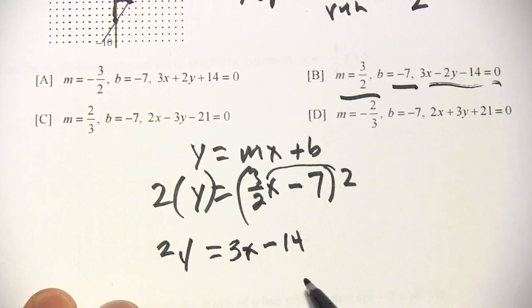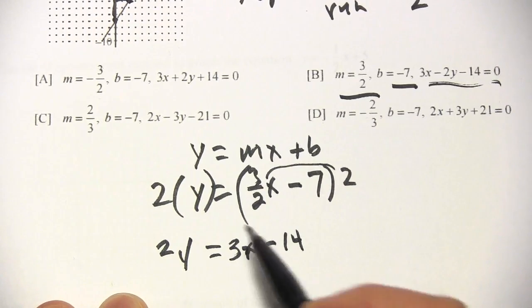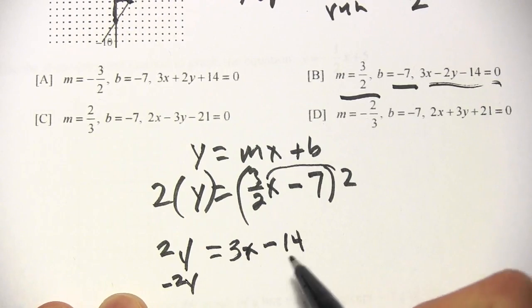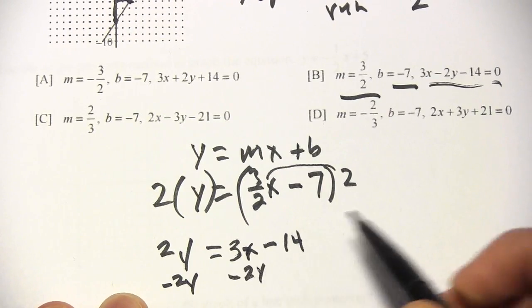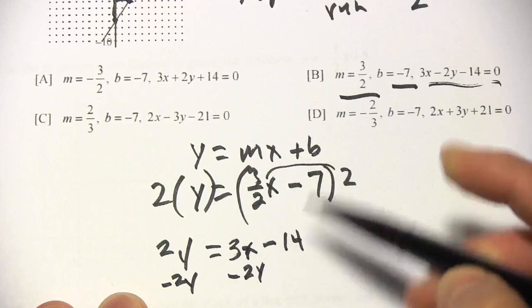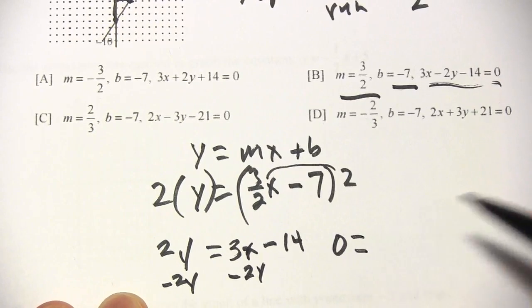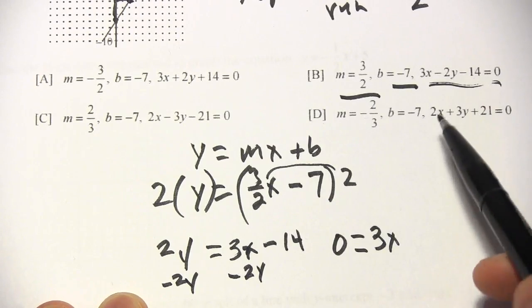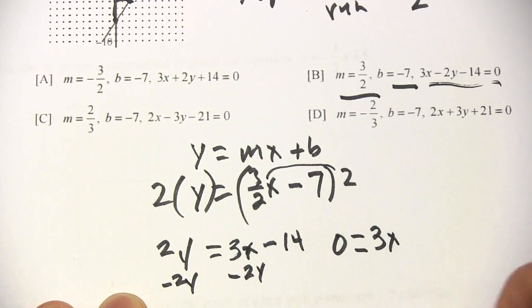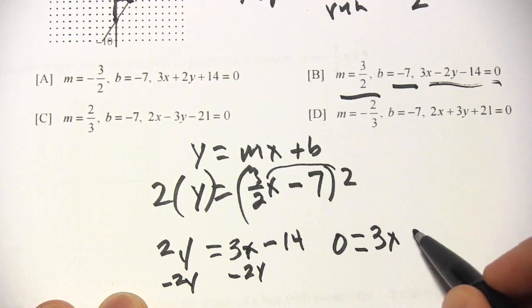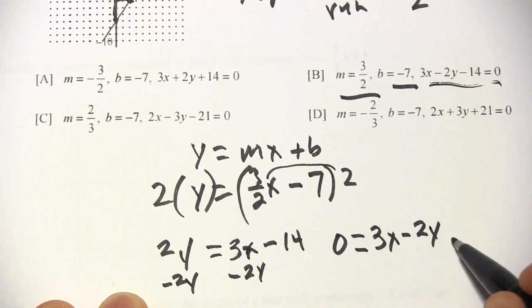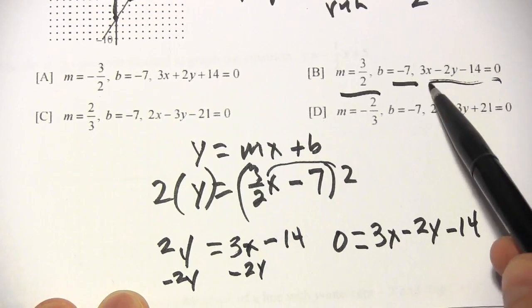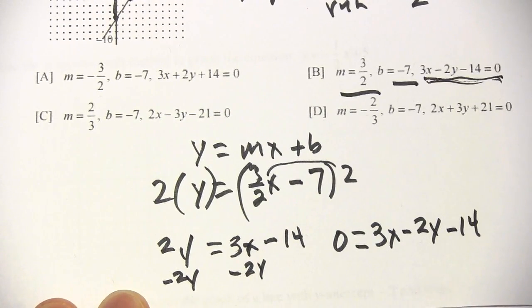Now I want everything all on one side of the equation. They had everything on the left side, but it doesn't really matter. The easiest thing for me to do is just move this 2y over here by subtracting 2y from both sides. That'll leave 0 on this side, and that's what I want, 0 on one side. And then I'm just going to write the terms in the normal order that they've got here, which is x and then y and then the number term. So 3x and then a minus 2y and a minus 14. So that looks like what we have in the answer choice up there.